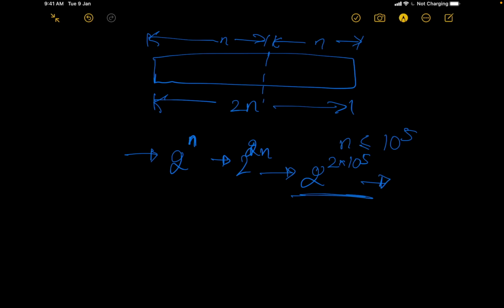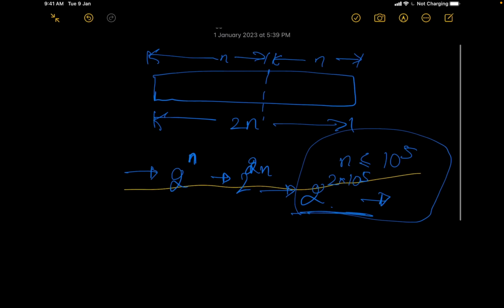That is a significantly large number and definitely is going to give a TLE. So this is not the approach we can follow. Although the answer would have been correct, there's no way we are going to generate that many strings. So what could be an optimal approach for this?